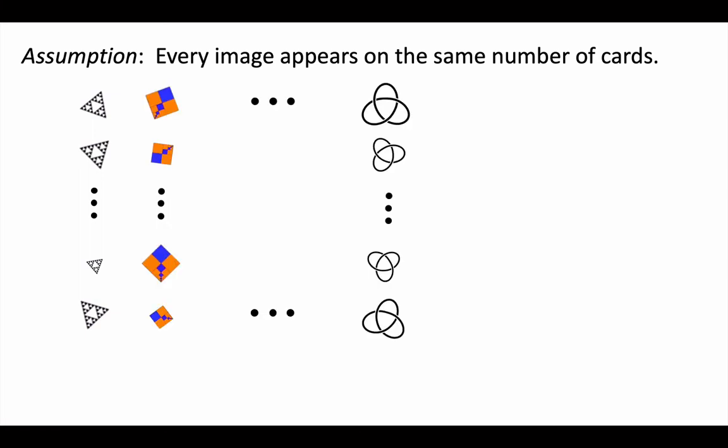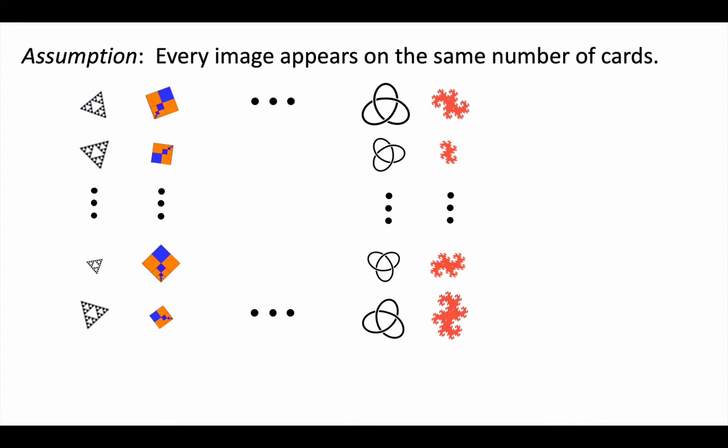Let's take all the pictures of the same type. We know that every image appears on the same number of cards. So we'll take all the Sierpinski triangles, line them up. Take all of these crazy little squares, line them up. Keep going until we get to the trefoil knots, and then finally the dragon curve, and we've got them all lined up.